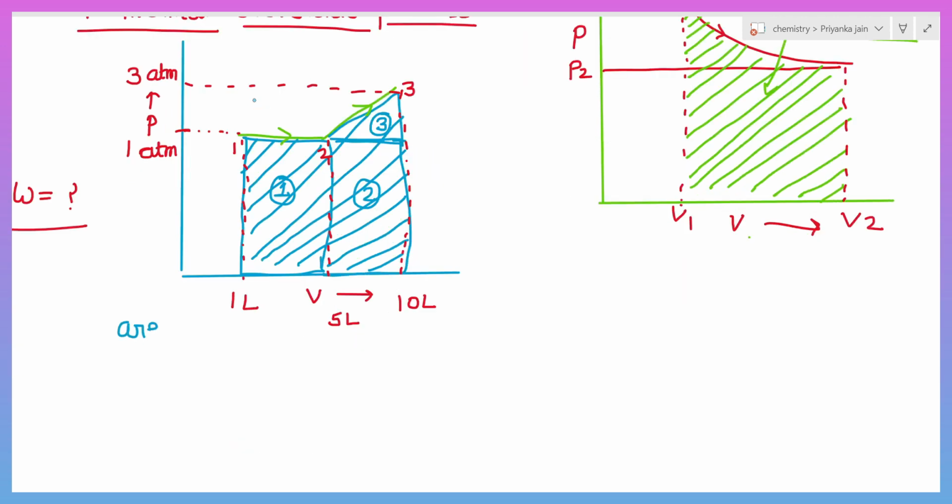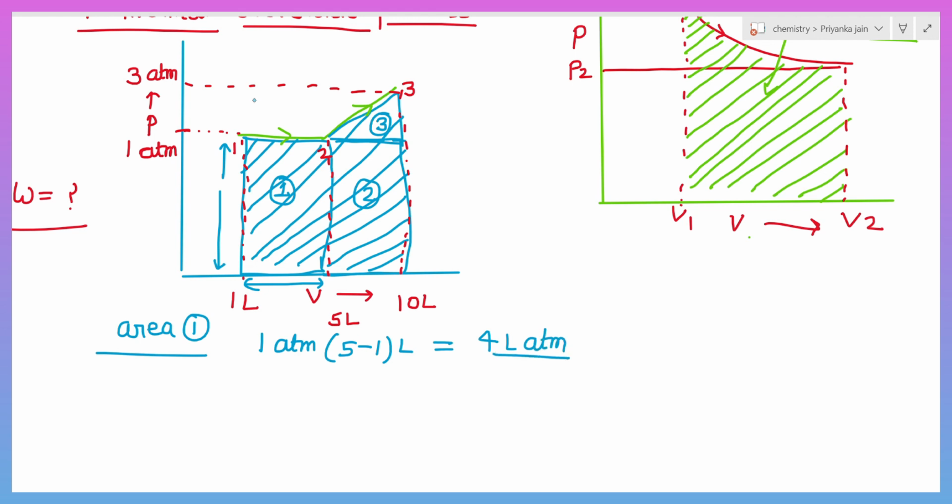See here, area number 1. For area number 1, if you know the length and width, you can find it. This distance will be equal to 1 atmosphere. So 1 atmosphere into this distance, which is 5 minus 1, that is 4 liter. So this will be equal to 4 liter atmosphere. This is the work done in this part of the process.